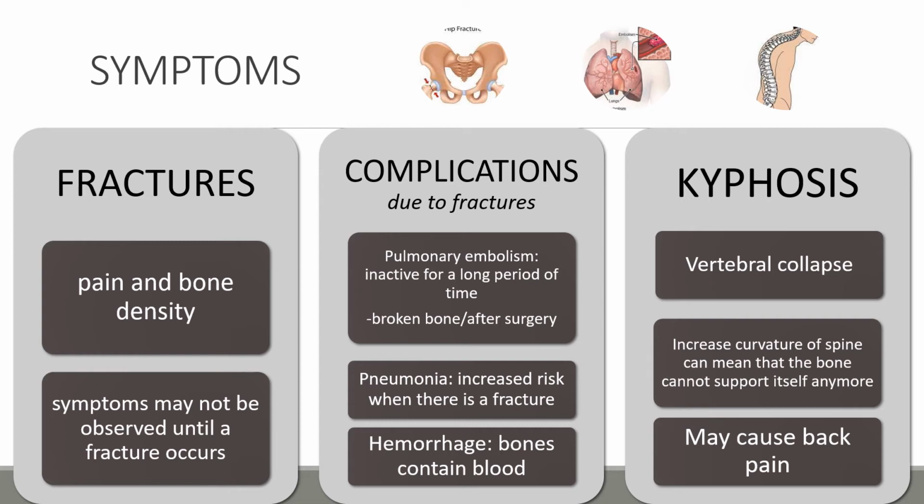And we have kyphosis, which is the vertebral collapse. This is also called a hunchback. This is where there is an increased curvature of the spine, and as you can see in that picture, the upper part is really bent. That can mean that the bone cannot support itself because it's too weak. This may often cause severe back pain.